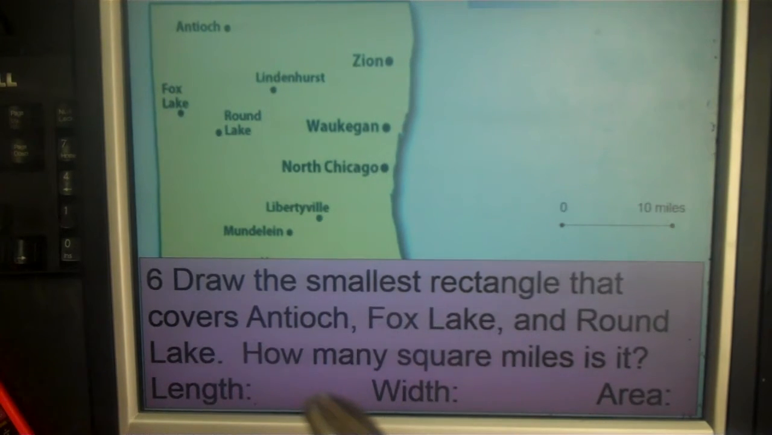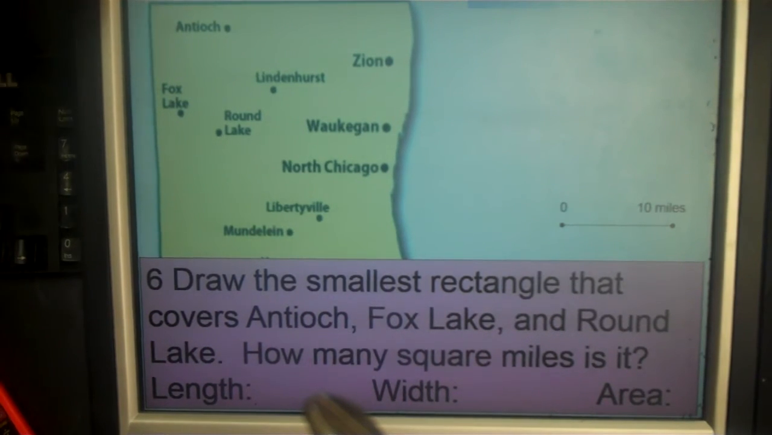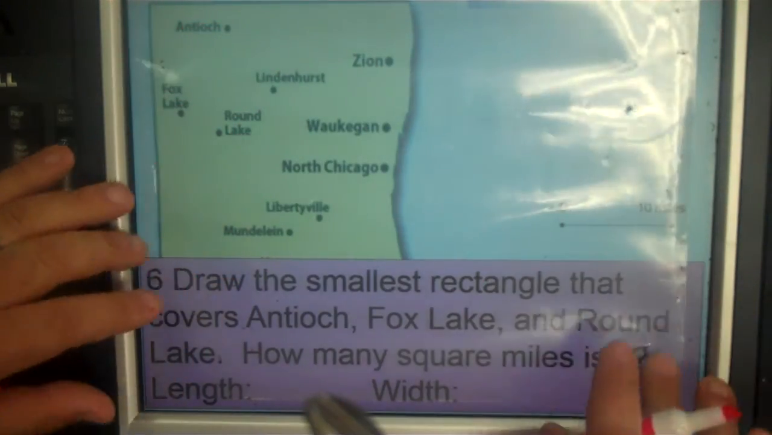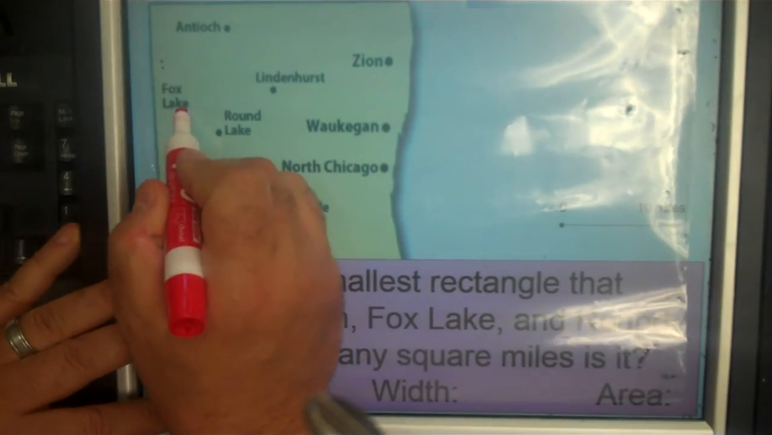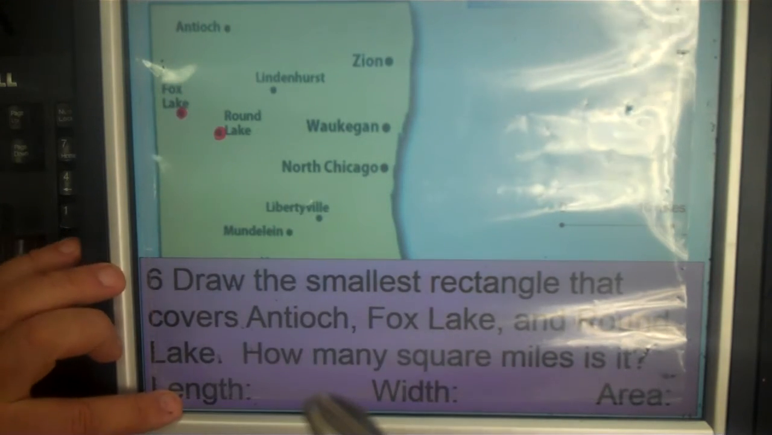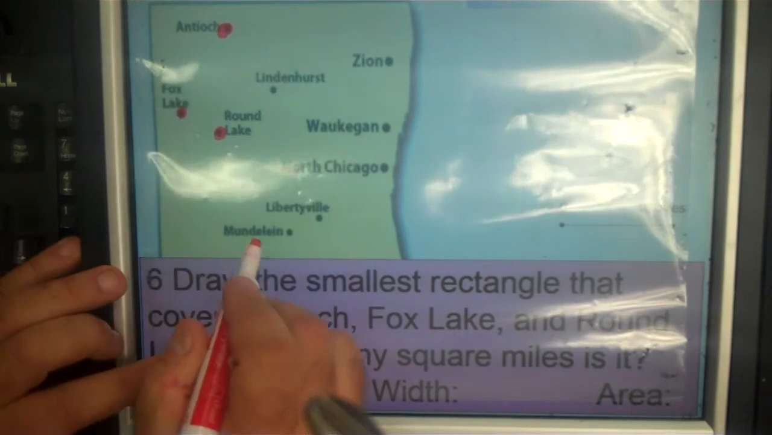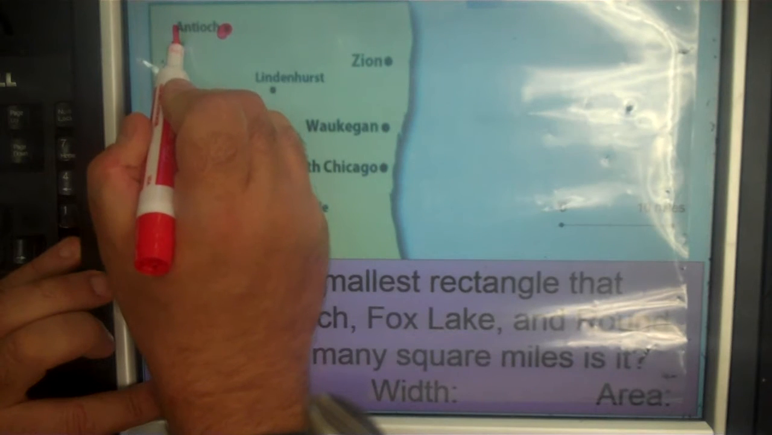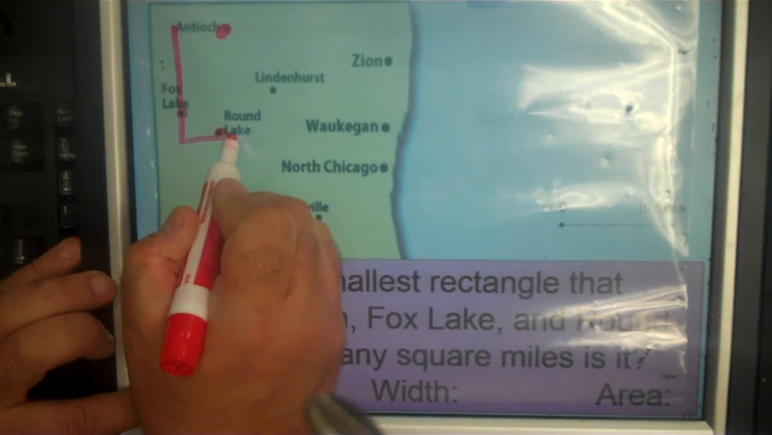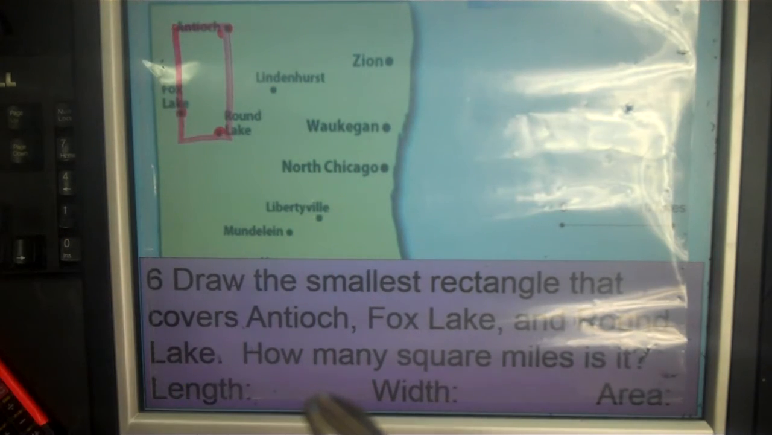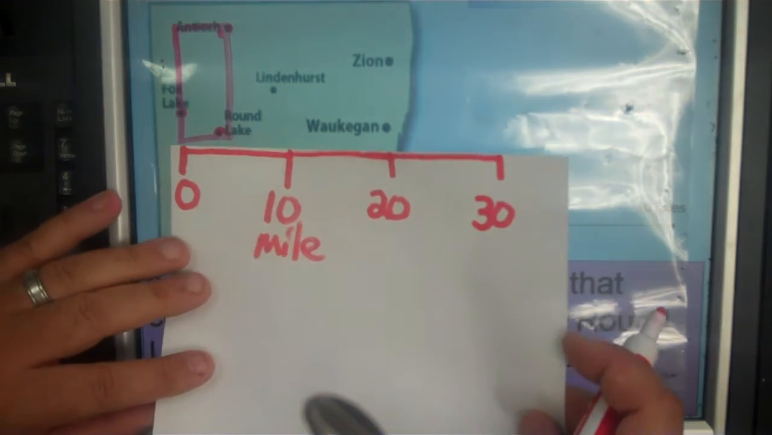Number 6, draw the smallest rectangle that covers Antioch, Fox Lake, and Round Lake. How many square miles is it? So I'm going to lay a piece of plastic over my screen so I can draw it. Here is Fox Lake. Here is Round Lake. And Antioch is right there. So I want the smallest rectangle that will cover all of those. And that would be something along this line. I want to find the area of that rectangle.